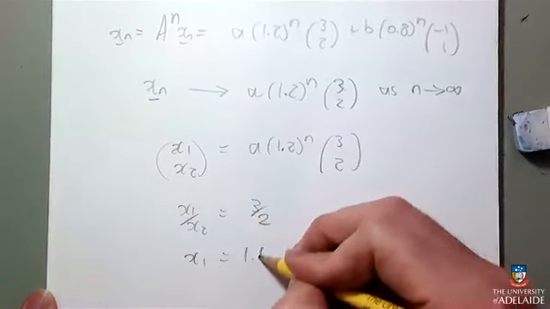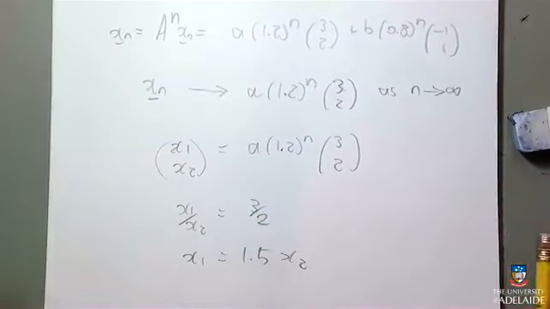So x1 is 1.5 times x2. So if x1 was, say, the number of owls, and x2 is the number of rats, then what happens eventually is you get 1.5 times as many owls as you do rats. If they were probabilities, then you would mean that the probability of x1 is 1.5 times the probability of whatever the number 2 represents. And so you can figure out the relationship between those probabilities.